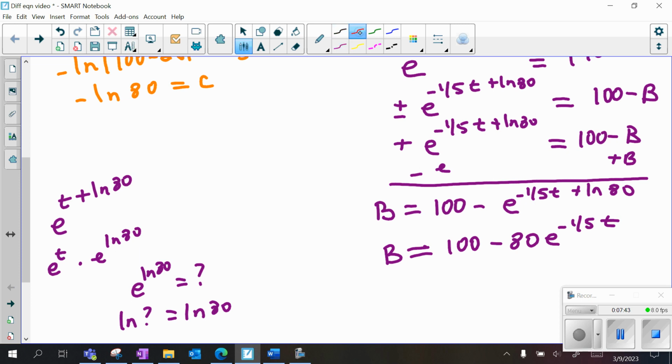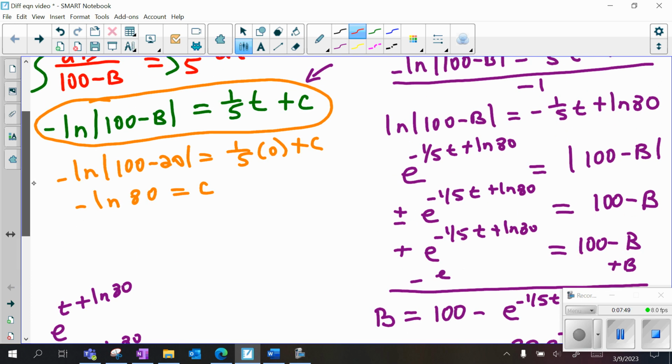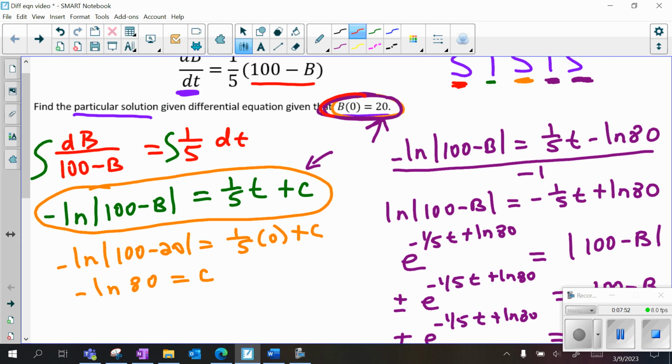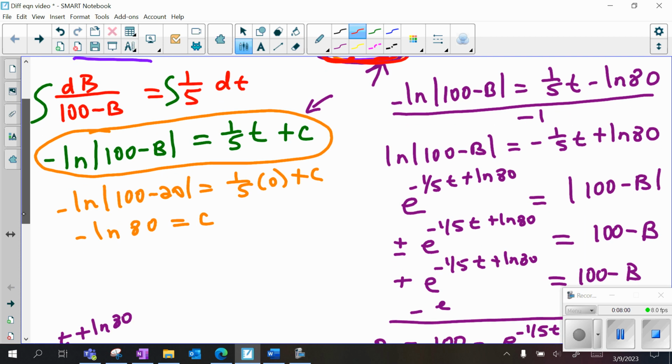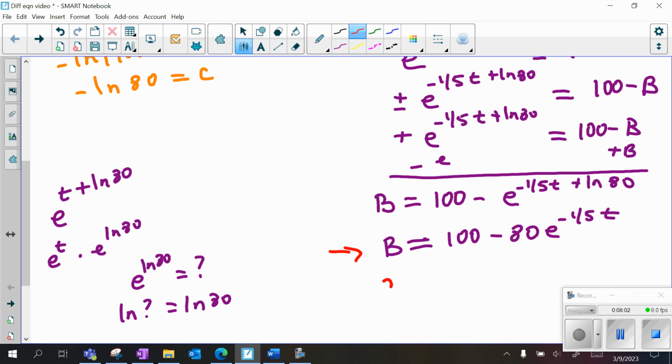Going back to this part right here. Suppose you didn't decide yet about the plus or minus. We can use this condition once again. Once again, let's make sense of this. We know when our input is 0, our output is 20. In other words, B is 20 when T is 0.